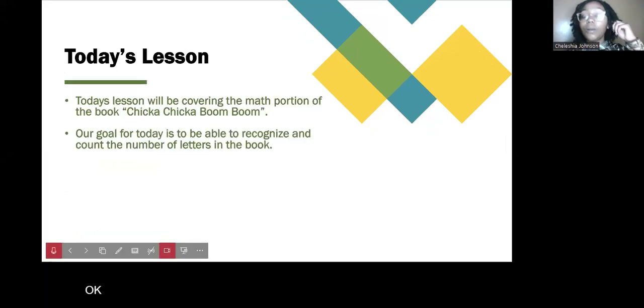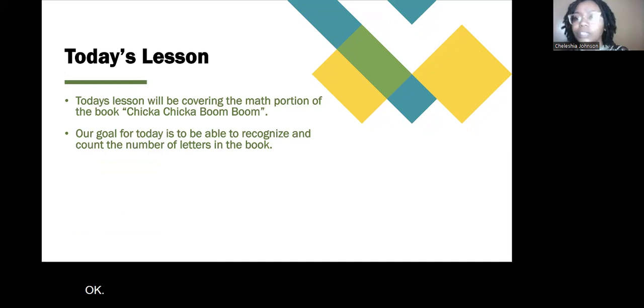Okay, so today's lesson will be covering the math portion of the book Chicka Chicka Boom Boom. And I bet you all are wondering, what is the math portion? It's all reading. Well, we can turn it into a math lesson. Our goal for today is to be able to recognize and count the number of letters in the book.